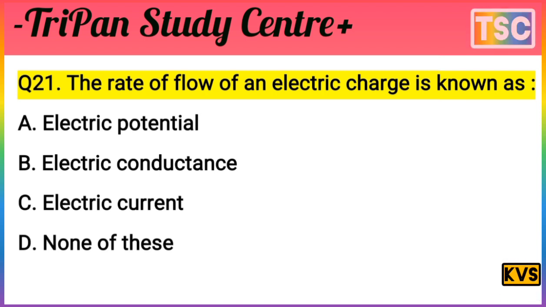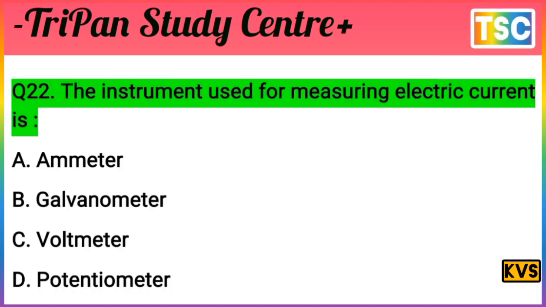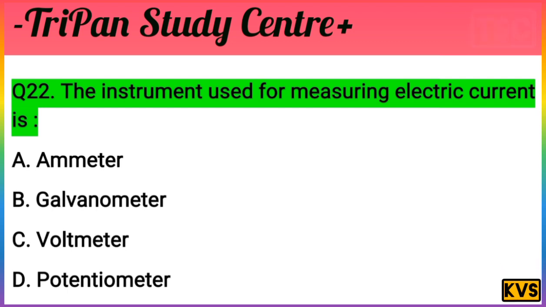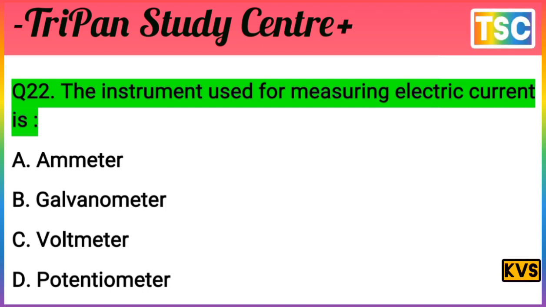Let's see the next question on your screen. The instrument used for measuring electrical current is: A, ammeter; B, ohmmeter; C, voltmeter; D, potential meter. The question is clear. That's an important option here.